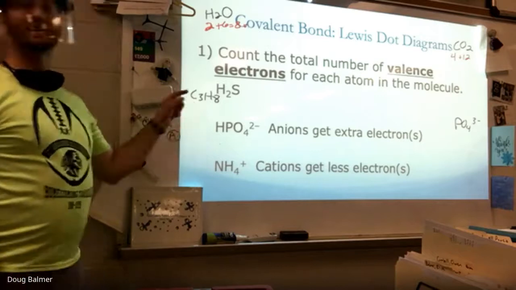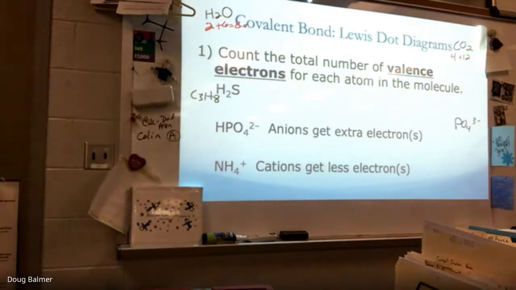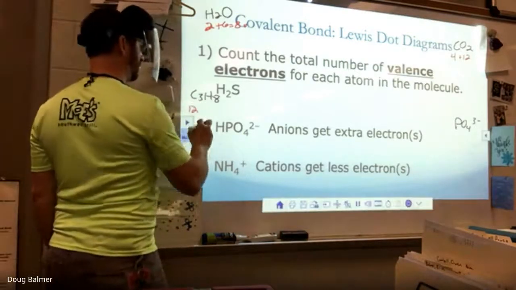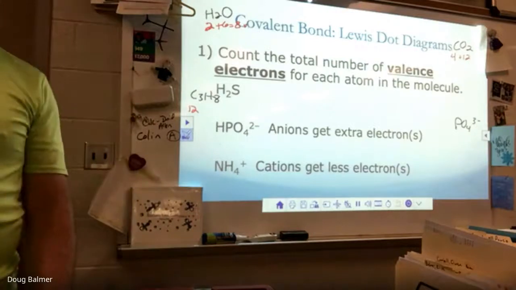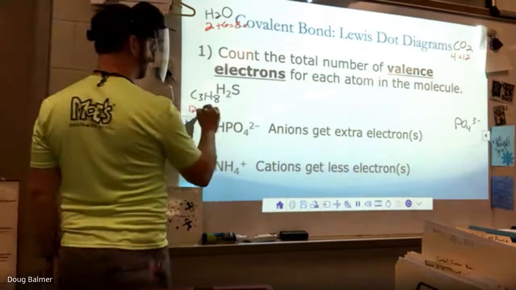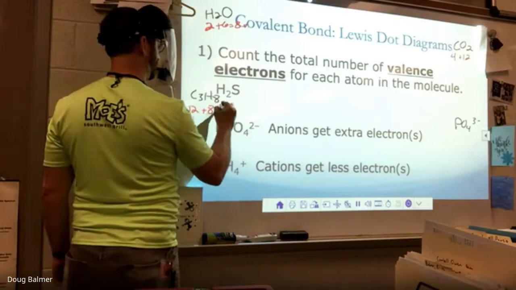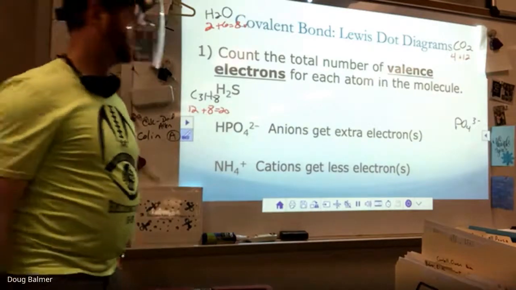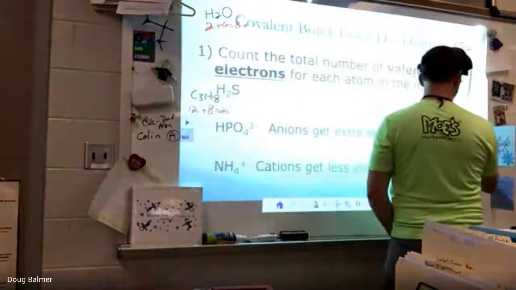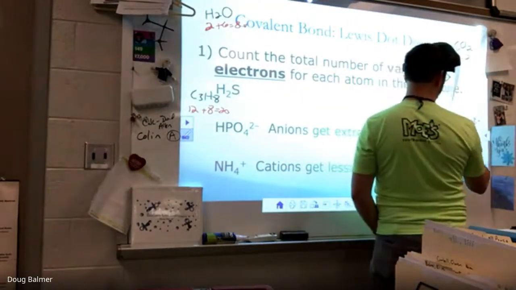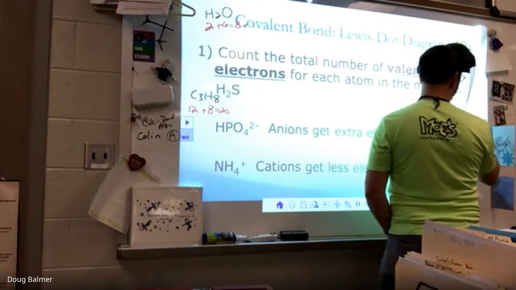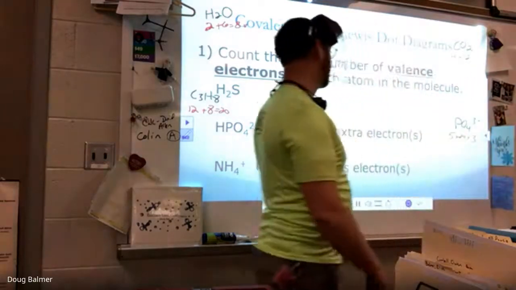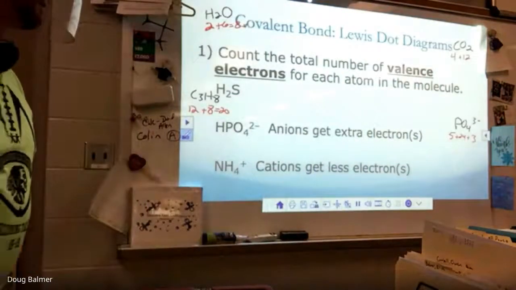All right, C gets how many valence electrons? 4. 3 of them would be 12. H gets 1. If I have 8 of them, that's a total of how many? 8. For a total of 20. P gets how many? 5. O gets how many? 6 times 4? 24. What do I do with the negative 3? I'm going to add 3 electrons. Why? Because electrons are negative. For a total of 32.